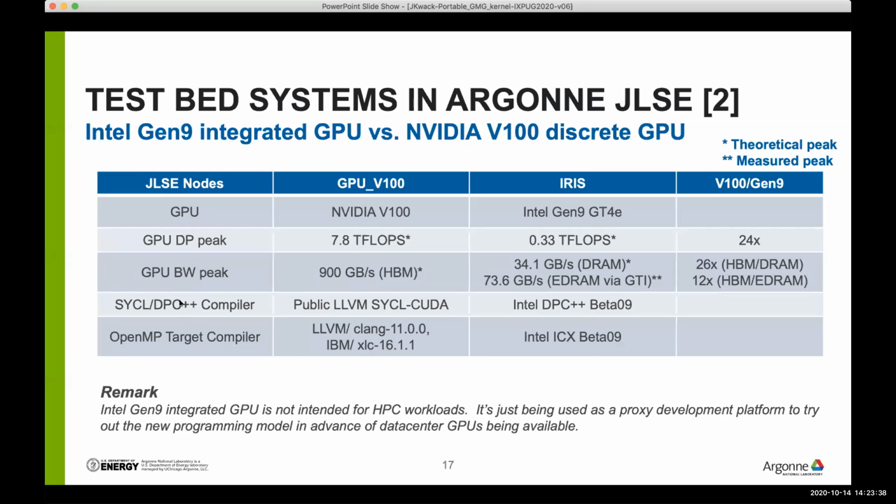For SYCL DPC++, I use public LLVM SYCL with the CUDA backend for the V100, and on Iris I use the Intel Beta 9 DPC++ compiler. For the OpenMP target compiler, depending on the host CPU, I use the Clang OpenMP compiler and the IBM XL compiler. And on the Iris node, I use the Intel Beta 9 ICX compiler for OpenMP offloading.